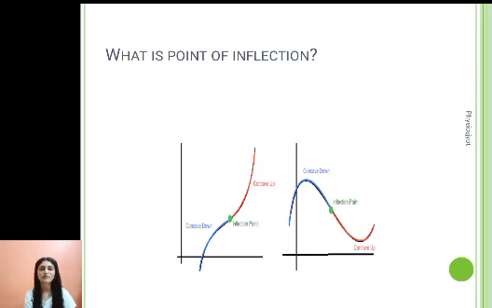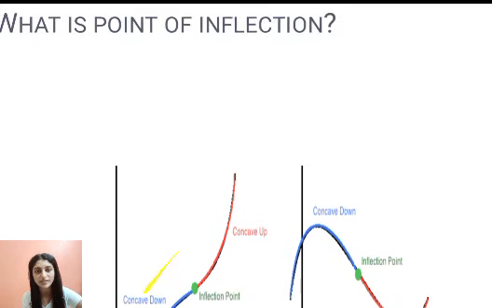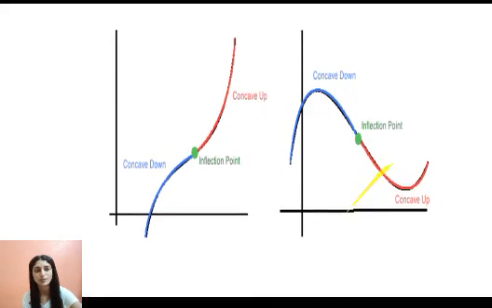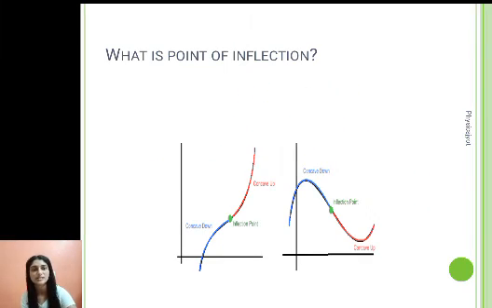Then when we plot the graph, we also come across the concept of point of inflection. You can see these two graphs. This is a concave up, concave down curve, and there is one point at which the nature of the curve changes. That is the inflection point. Here also the blue region shows concave down, the red region shows concave up, and at one point the nature of the graph is changing. That is what the inflection point is.